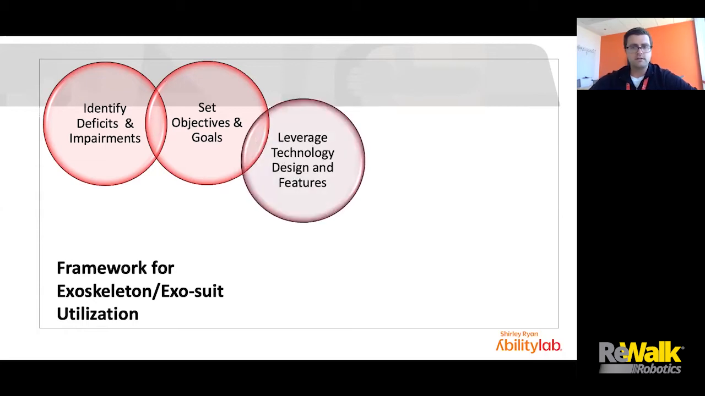So then you need to consider the actual technology that you're adding. So you want to leverage that technology so that its design and its features really are going to work with the patient and with your goals and those identified impairments so that you actually see success.